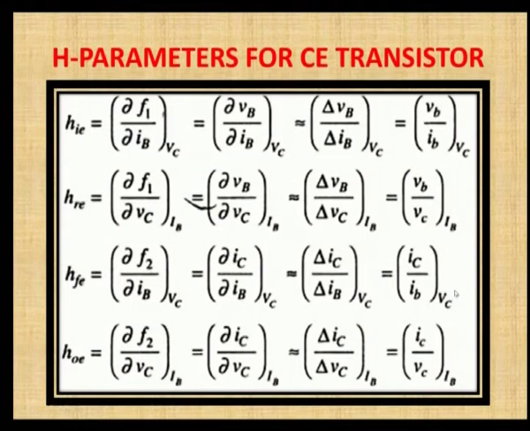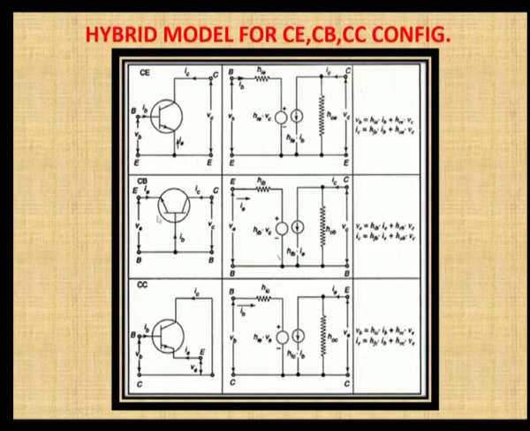Similarly, wherever VC is taken as 0, the output port is short circuited, and if IB is taken as 0, then the input port is open circuited. With this assumption, all the parameters are calculated based on those 2 equations written for the dependent variables, and this is the hybrid model for common emitter, common base and common collector configuration of the transistor.